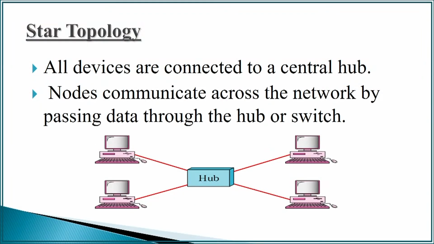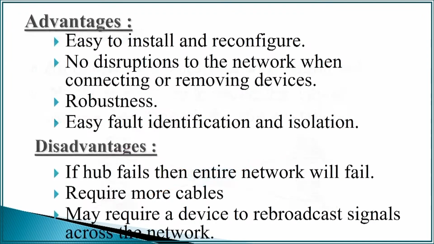Next is star topology. In star topology, all the devices are connected to a central hub. Nodes communicate across the network by passing data through hub or switch. So all the systems are connected to this hub. Advantages of star topology: it is easy to install and reconfigure. When we have to connect another system, it can be easily extended. We just have to connect that system to the hub. And no disruptions to the network when connecting or removing devices.